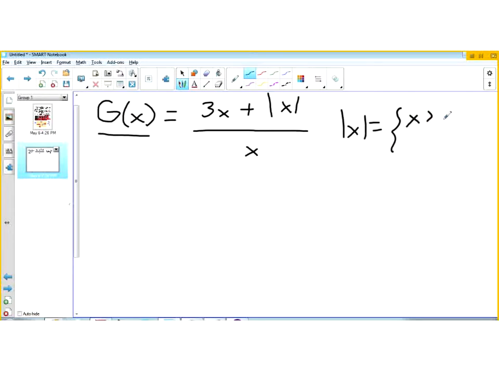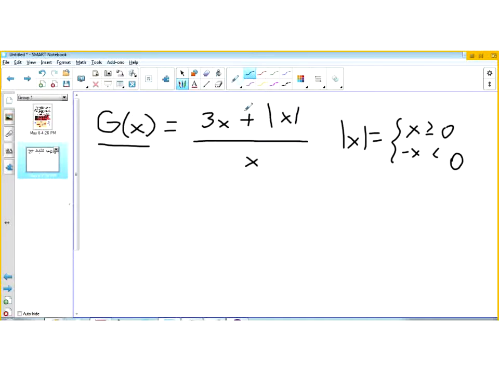It's equal to x if x is greater than 0, or negative x if x is less than 0. And we make use of this definition to replace this absolute value of x with an equation that does not involve absolute value. So the strategy in dealing with equations that involve absolute value is to reformulate them into equations that do not involve absolute value. If we do this, we'll get g of x equal to, here's how it works.